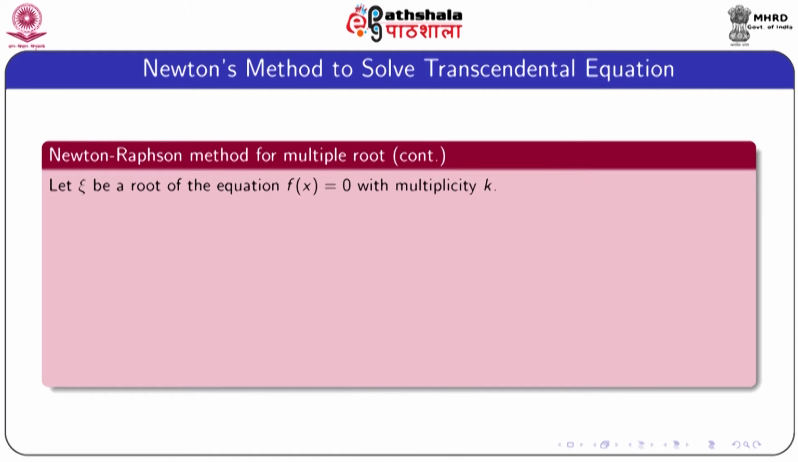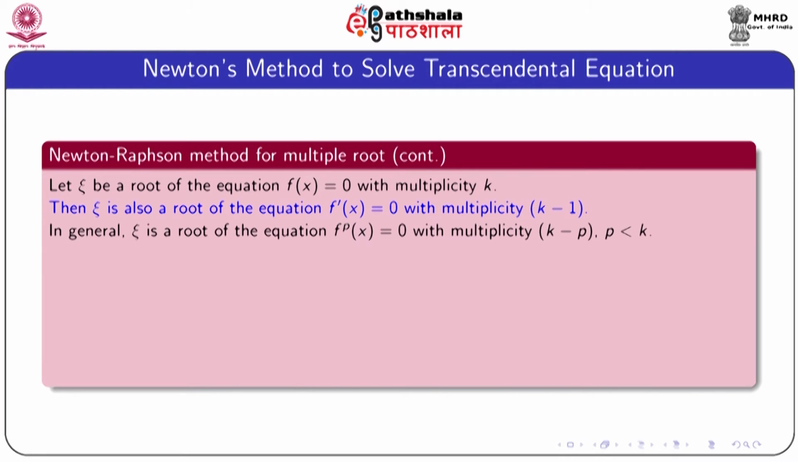Let xi be a root of the equation f(x) = 0 with multiplicity k. Then, by the definition of a multiple root, xi is also a root of the equation f'(x) = 0 with multiplicity k - 1. Also, xi is a root of the equation f''(x) = 0 with multiplicity k - 2. In general, xi is a root of the equation f^(p)(x) = 0 with multiplicity k - p, where p should be less than k.